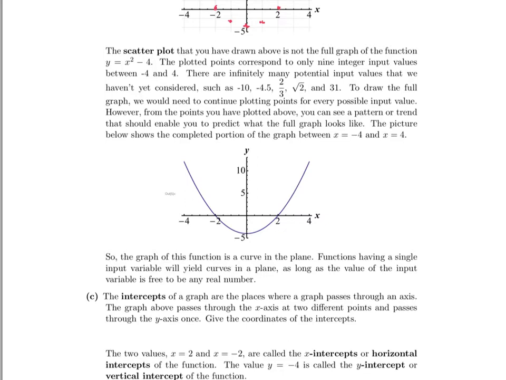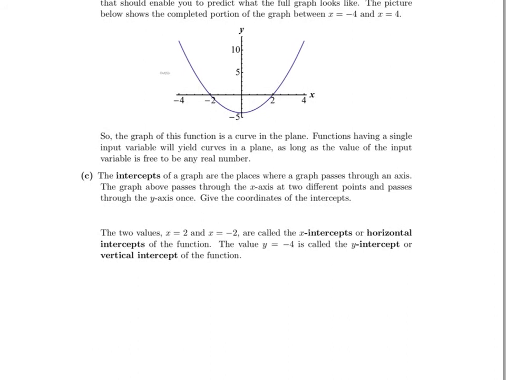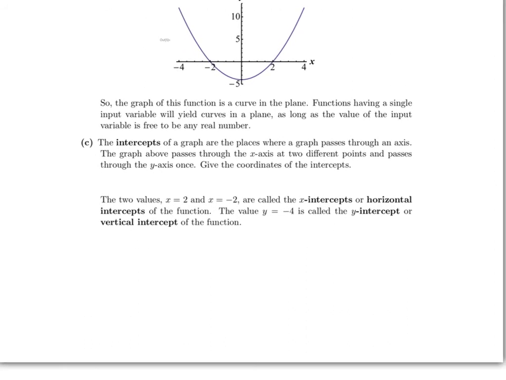Functions that have a single input variable, like x, will yield curves in the plane, as long as the value of the input variable is free to be any real number. Okay, now let's talk about the intercepts of a graph. The intercepts of a graph are the places where a graph passes through an axis.